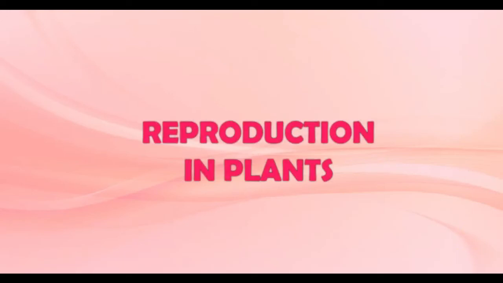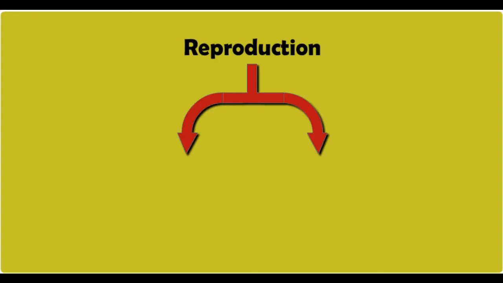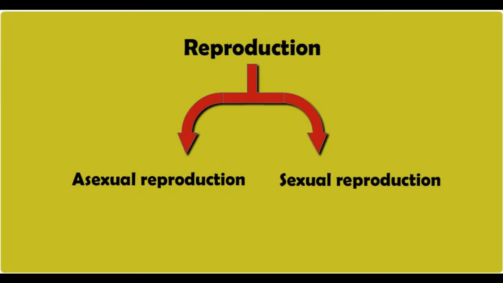Chapter 12: Reproduction in Plants. Introduction. The production of new organisms from the existing organisms of the same species is called reproduction. There are two types of methods or modes of reproduction in plants: 1. Asexual reproduction. 2. Sexual reproduction.